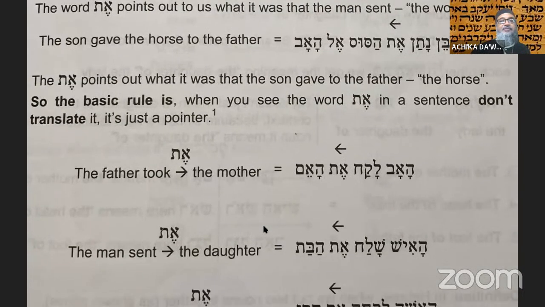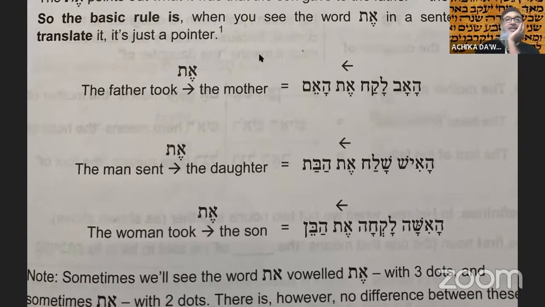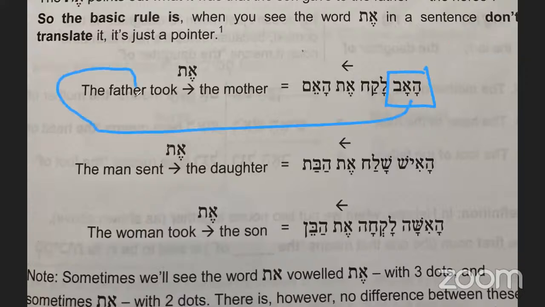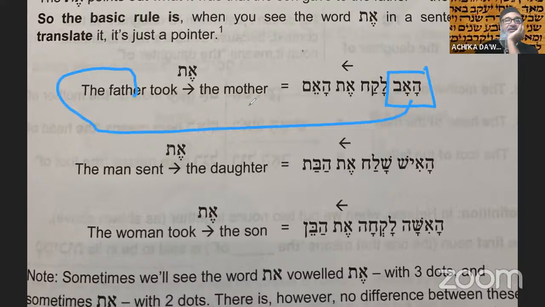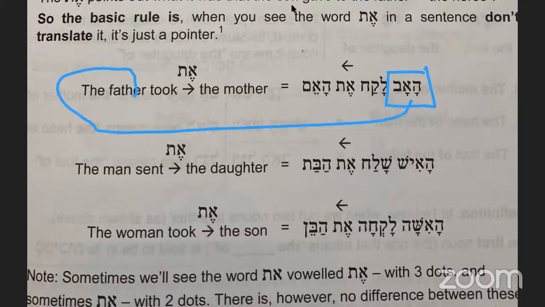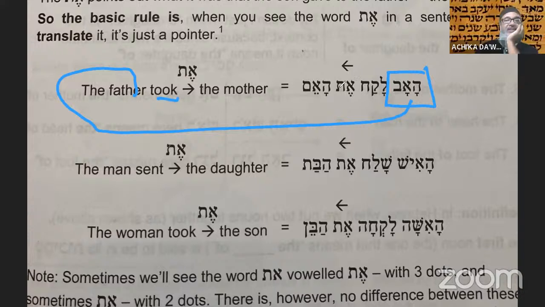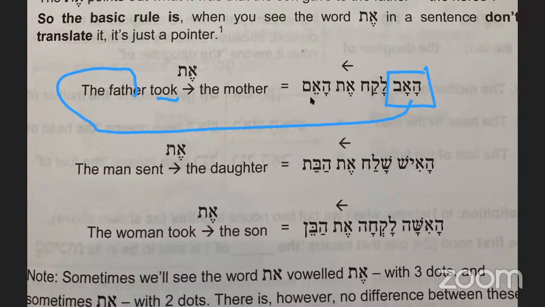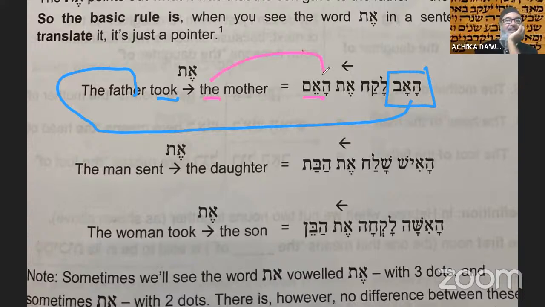What else do we have? I'm going to say a word. You tell me what it is. Ha'av. Who's that? The father. Laquach. Took. Eth. Ha'em. What's ha'em? The mother. Em is mother. The is ha. Em is mother. Do you guys see the puzzle?